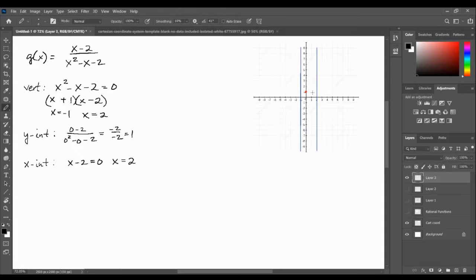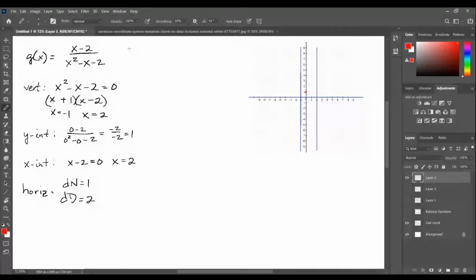Let's take a look at the horizontal asymptotes. So the degree of the numerator is 1. The degree of the denominator is 2. When the degree of the numerator is less than the denominator, our horizontal asymptote is the x-axis. So there is a horizontal asymptote. And so it'll approach that without crossing it. So let's see what we've got.